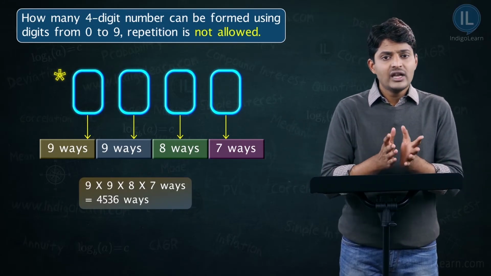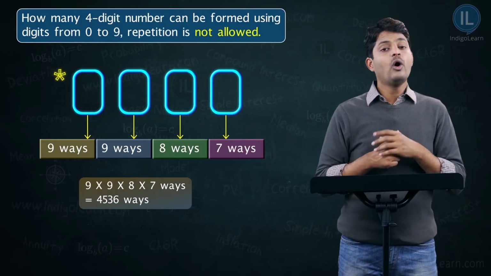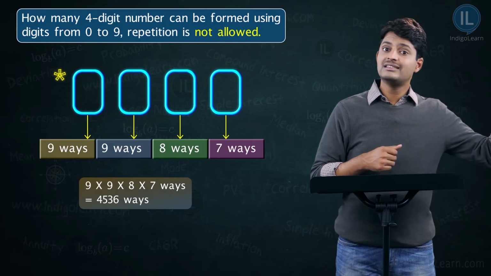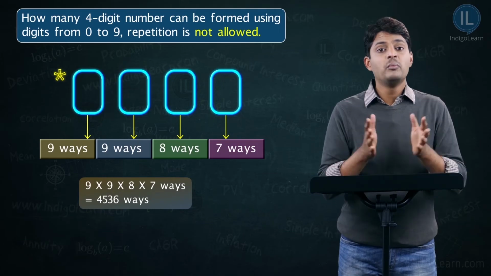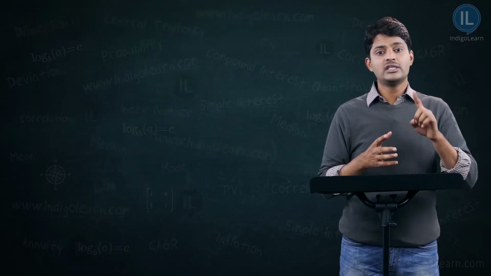Agreed? So whenever you are dealing with numbers where the place value is extremely critical, or whenever you are dealing with arranging people where the position in which they sit is also critical, there we go using the concept of permutation, or we generally use the concept of factorial to arrive at the answer.